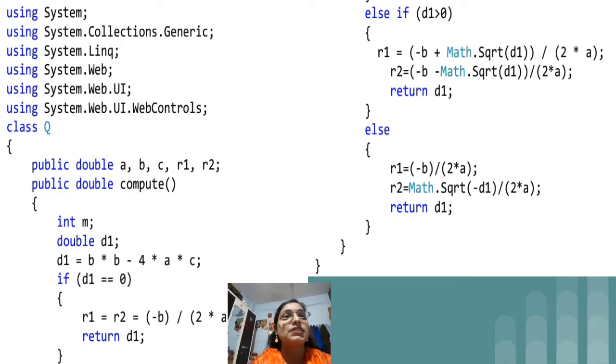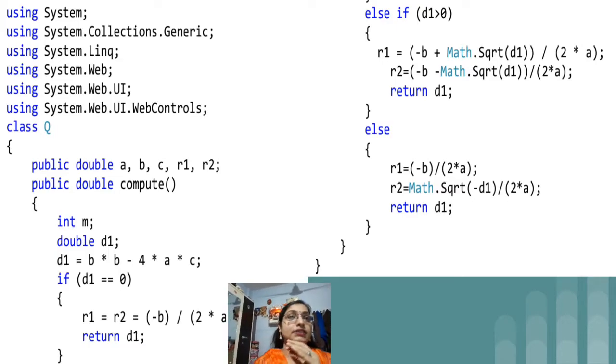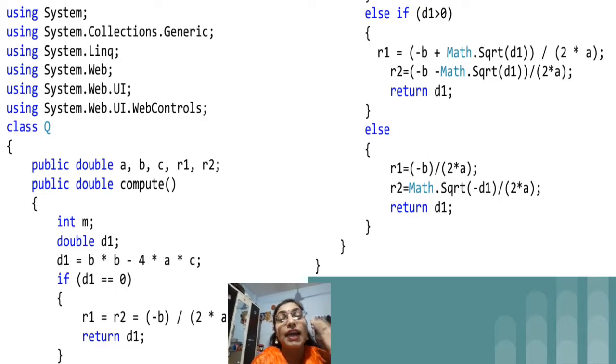Next is the last condition, d less than 0. We don't need to write it, because if these 2 conditions are false, definitely that is the only case which will occur. In that, r1 equal to minus b upon 2a, and r2 equal to square root of b square minus 4ac upon 2a, so square root of minus d1 divided by 2a, and again return the value. The formulas on the previous slide we have actually implemented, and with the help of those formulas we are calculating the values of r1 and r2.